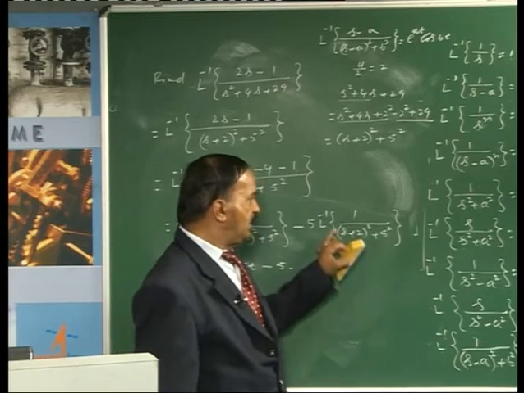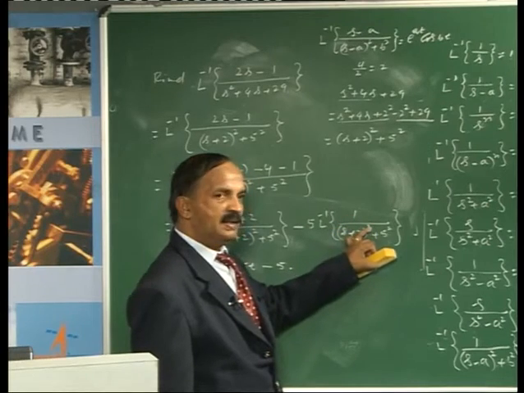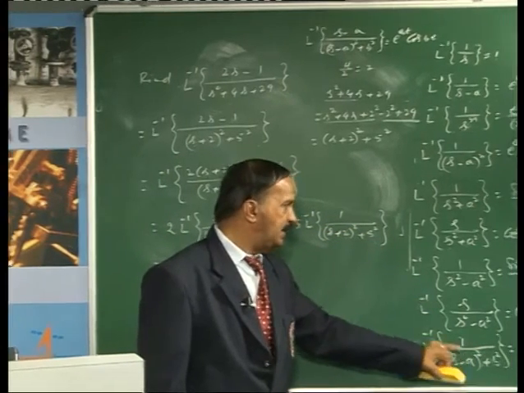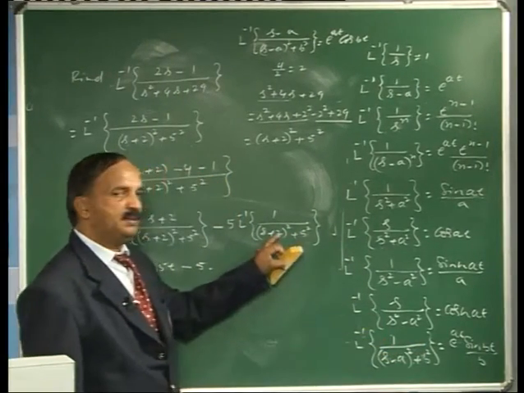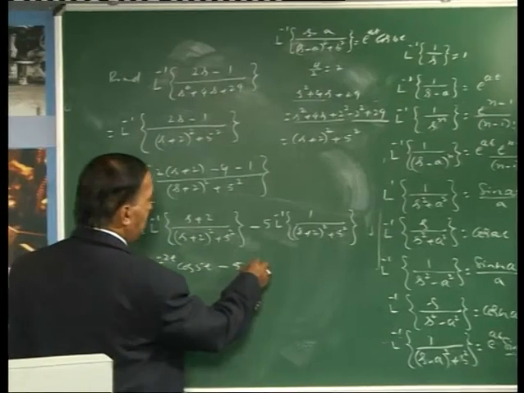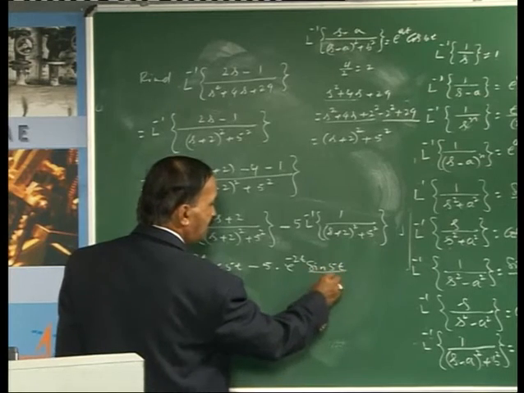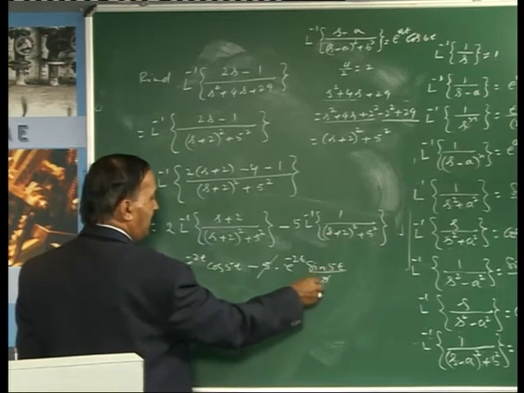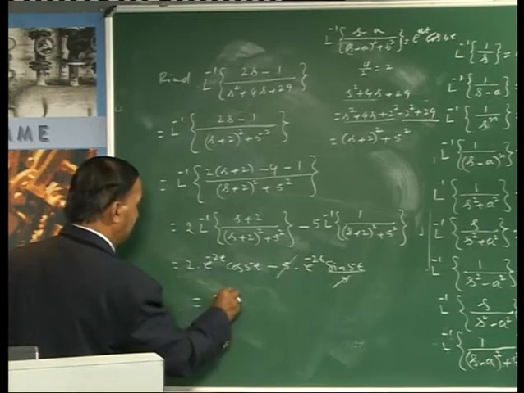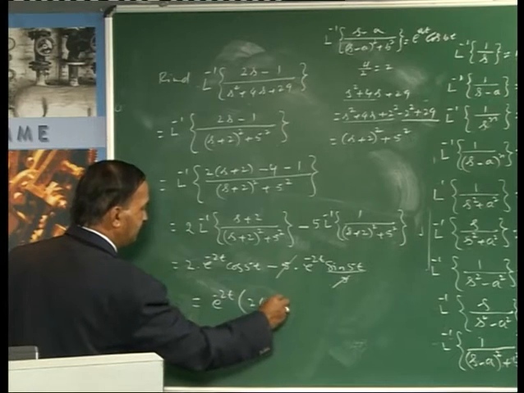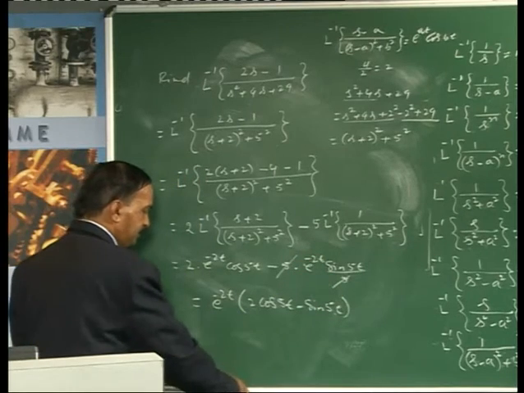now by using this formula here, you observe these two here. It is of the form L inverse of 1 by s minus a whole square plus b square form. Put a equal to minus 2, b equal to 5, you will get the answer. That means here e to the power of minus 2t into sin 5t divided by b, b is 5. So 5, 5 cancel, this is the answer. So e to the power of minus 2t is common, you can take outside here. The remaining is 2 cos 5t minus sin 5t. So this is the answer.